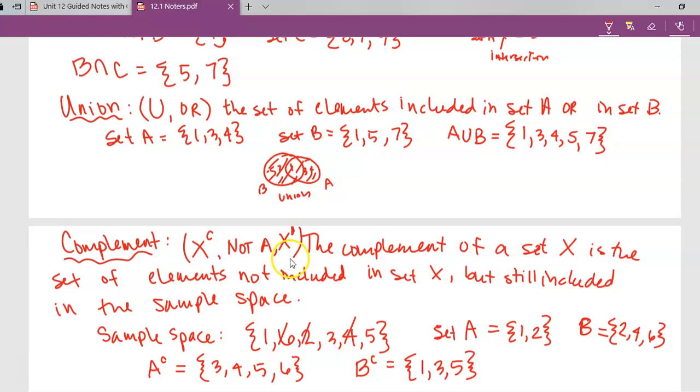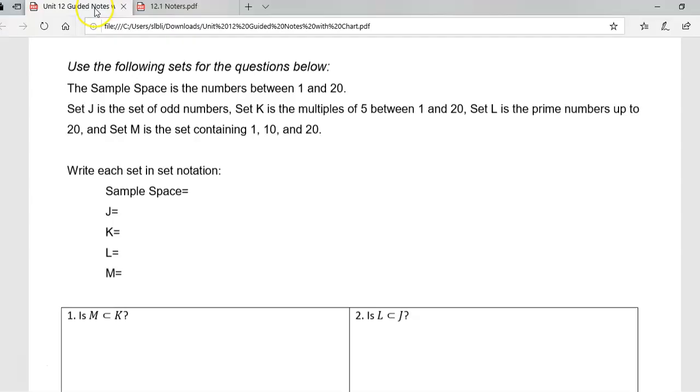So you may see either one. In other words, I could have written this A complement as A prime like that. I could have written B complement as B with that little dash. So it's just another way to write the exact same thing. If you see either one of those, that means the complement of the set. All right, so let's look at some examples here.